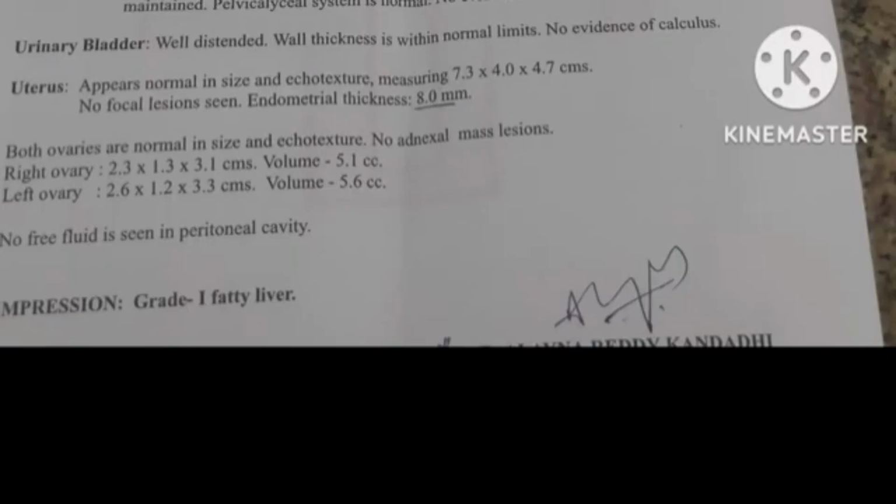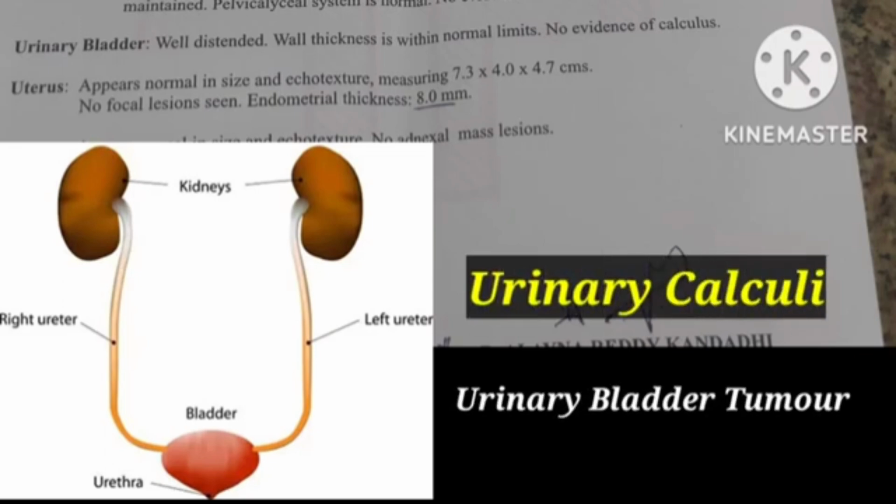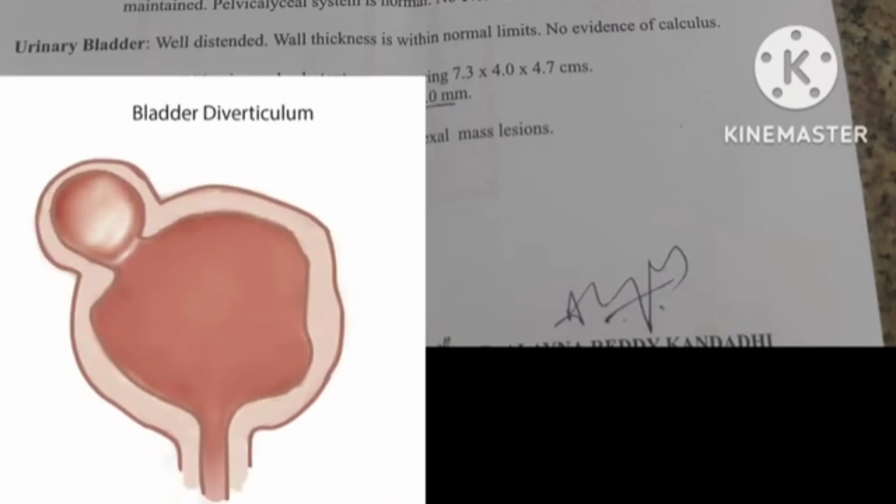Next comes the urinary bladder. How is the urinary bladder seen? If it is normal, they mention it as normal. If there are any stones or any tumors, they will mention them. And we also come across a word called bladder diverticuli. It is a pouch-like structure which is seen in the urinary bladder.